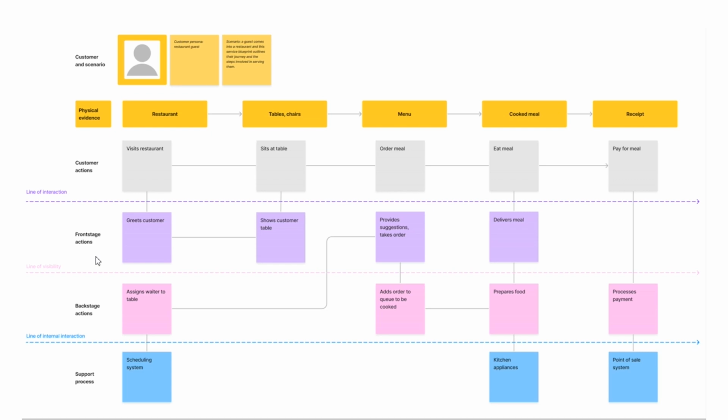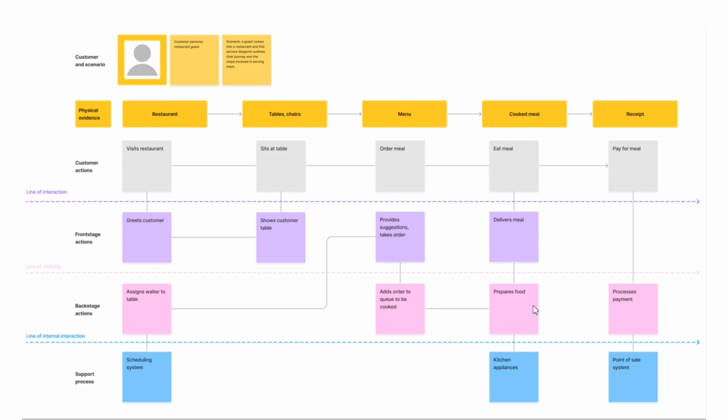Front stage actions don't have to be done only by employees like in our example, but also by technology the customer interacts with. It can be an application completing the customer's request or a self-service checkout machine asking you which payment method you prefer. The backstage actions are different because the customer isn't aware of them.